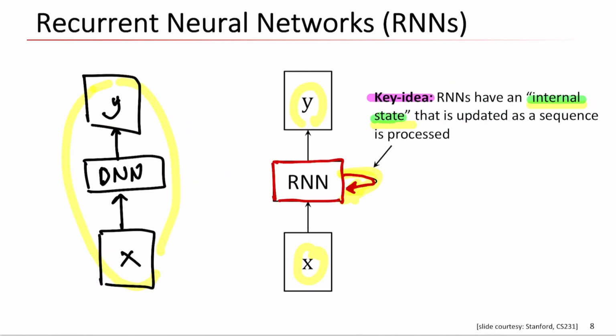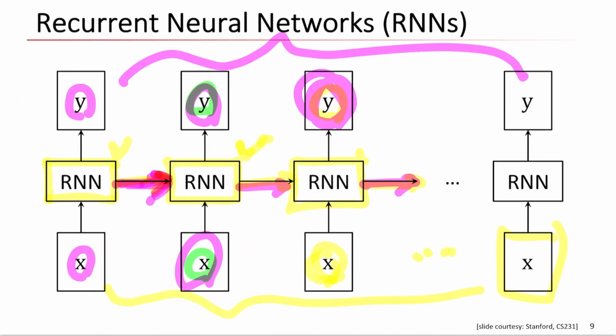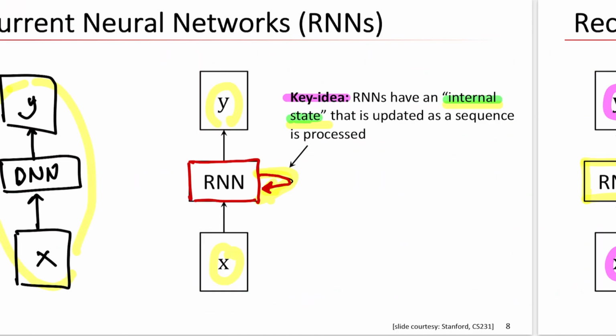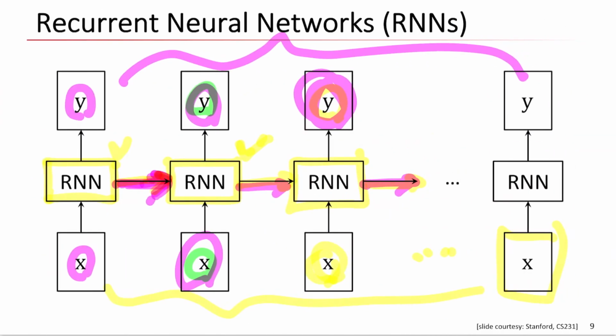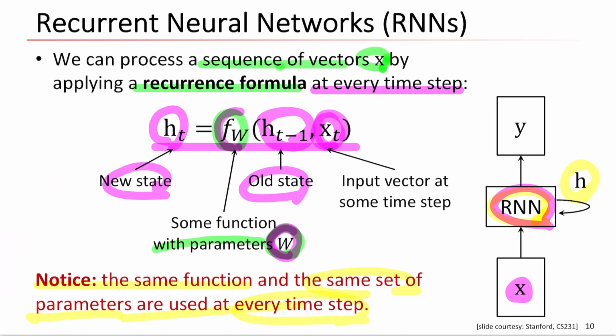So here is the definition. The recurrent module has an internal state that is updated as the sequence is processed. If we unroll this recurrent module, it looks something like this. Each recurrent neural network passes the hidden state to the following RNN module.